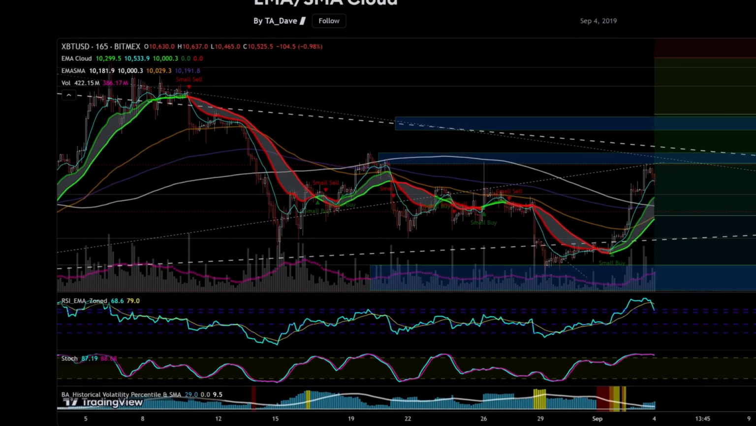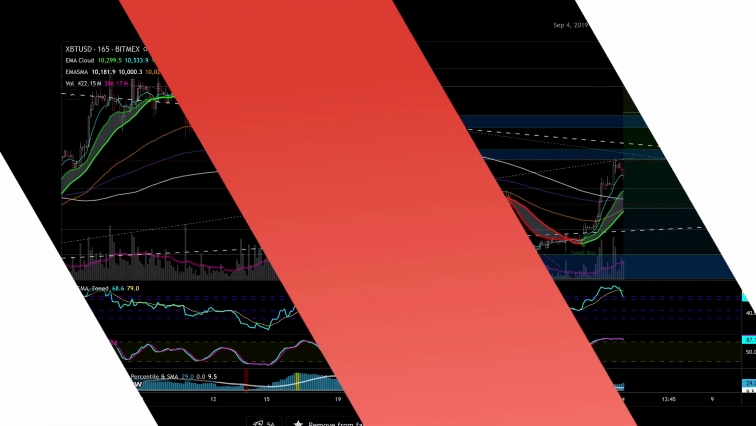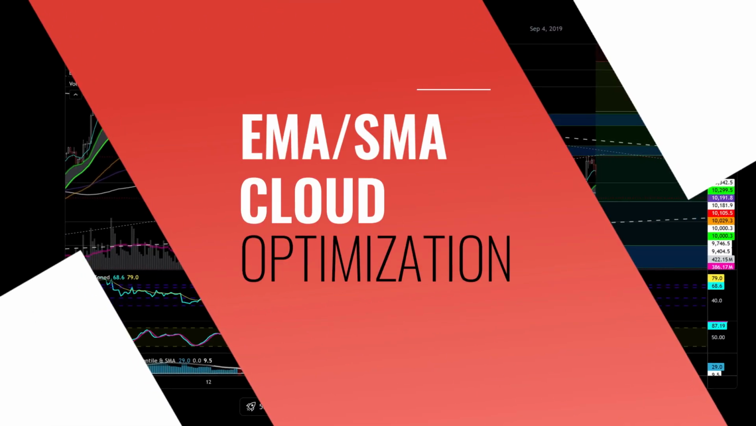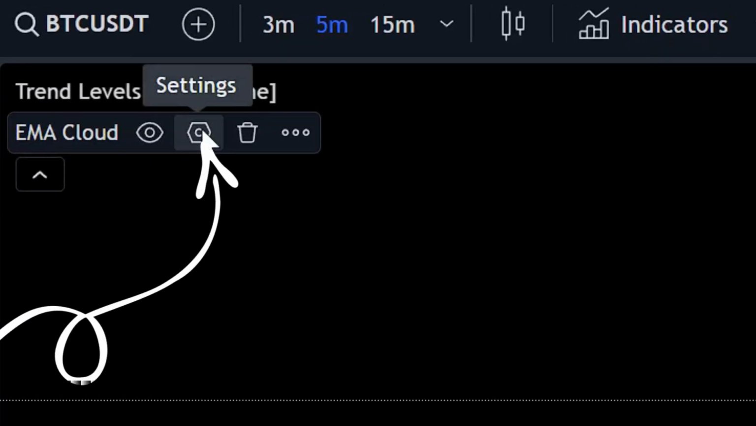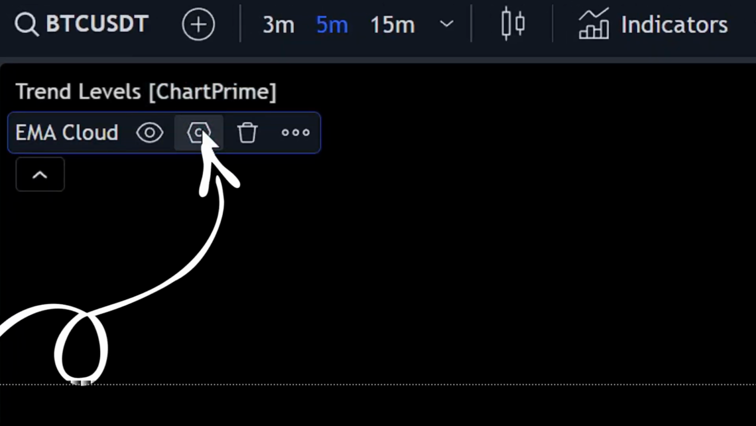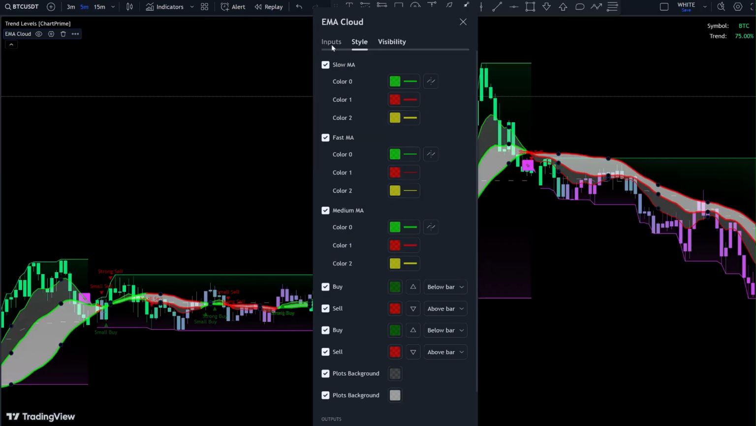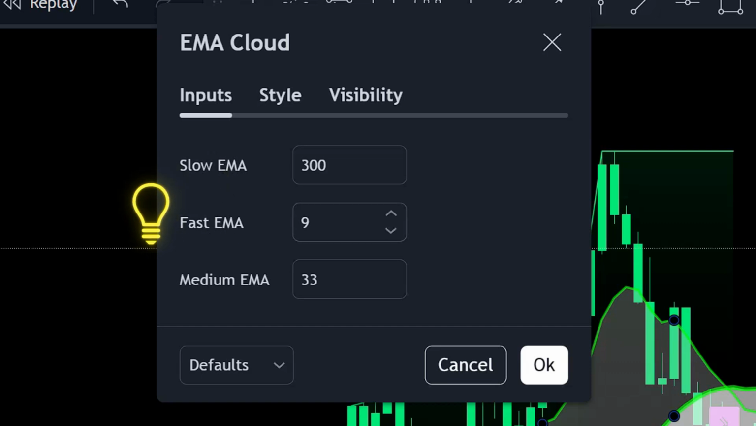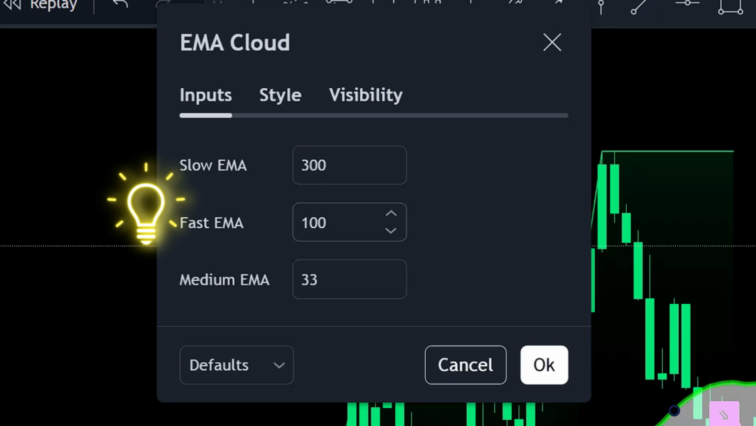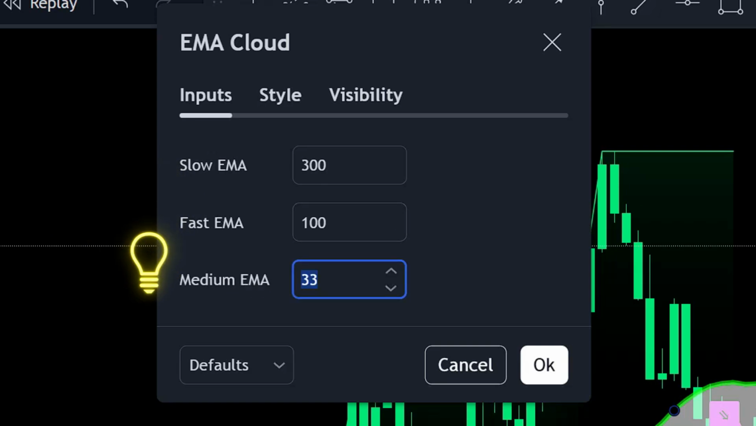Now to really get a handle on the long-term trend, we're going to make a few tweaks to the EMA SMA cloud settings. So go into the indicator settings, find the inputs tab, and let's make these changes. Change the slow EMA to 300. The fast EMA to 100. And the medium length EMA to 200.